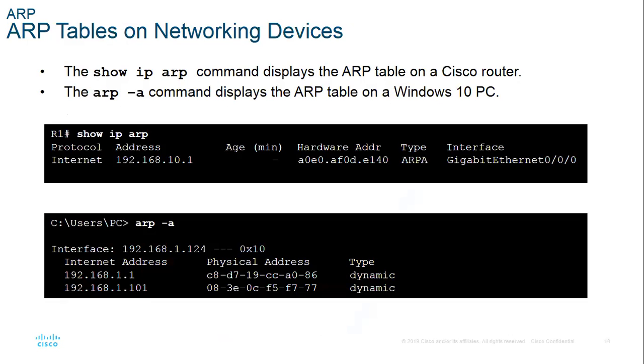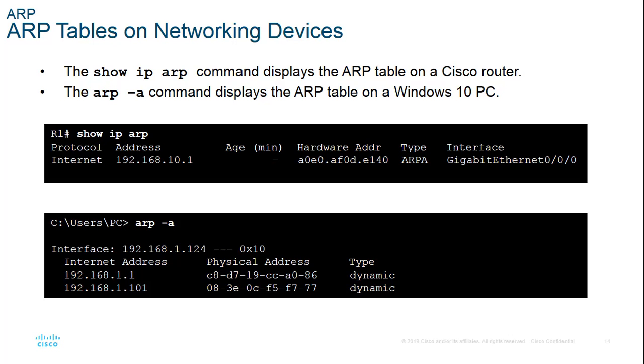The main command used to check the ARP table on a Cisco router is show ip arp. So you will see that there is an association between the IP address, which here is 192.168.10.1, with the hardware address, which is a MAC address. In this case, it's A0EC.F9D0.DE140, which represents the MAC address of the gigabit Ethernet interface.